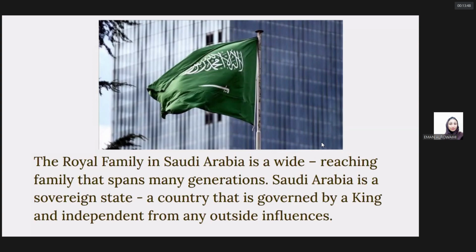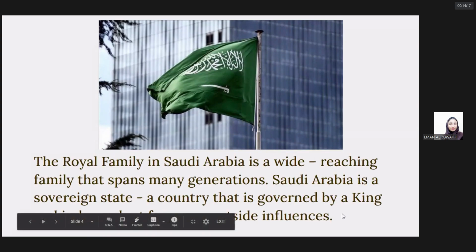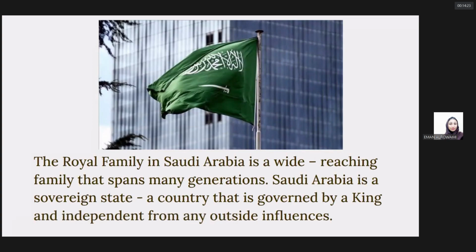طيب, okay, I want someone to start and to read for us. Who will read for us? The royal family in Saudi Arabia is a wide-reaching family that spans many generations. Saudi Arabia is a sovereign state, a country that is governed by a king and independent from any outside influences. So, Kingdom of Saudi Arabia is a sovereign state that's ruled by a king. We have a king. We don't have a president. We have a king, King Salman. He's the monarch. He's the king of Saudi Arabia.